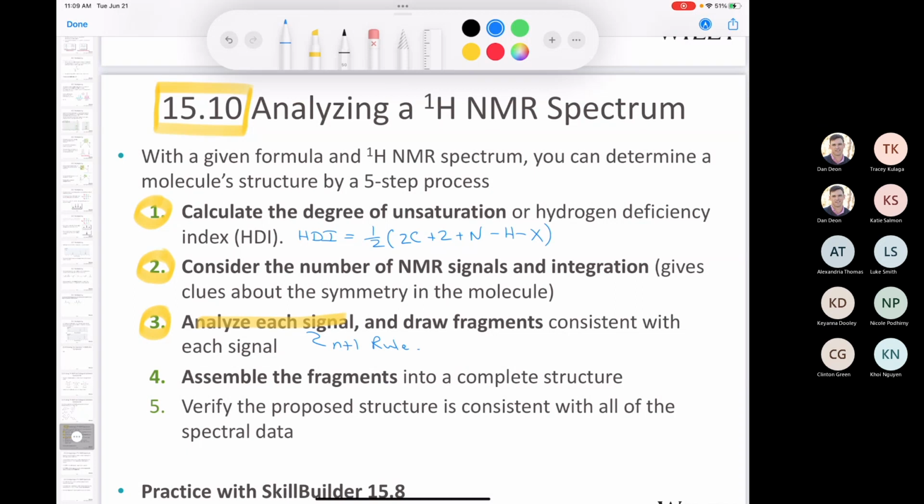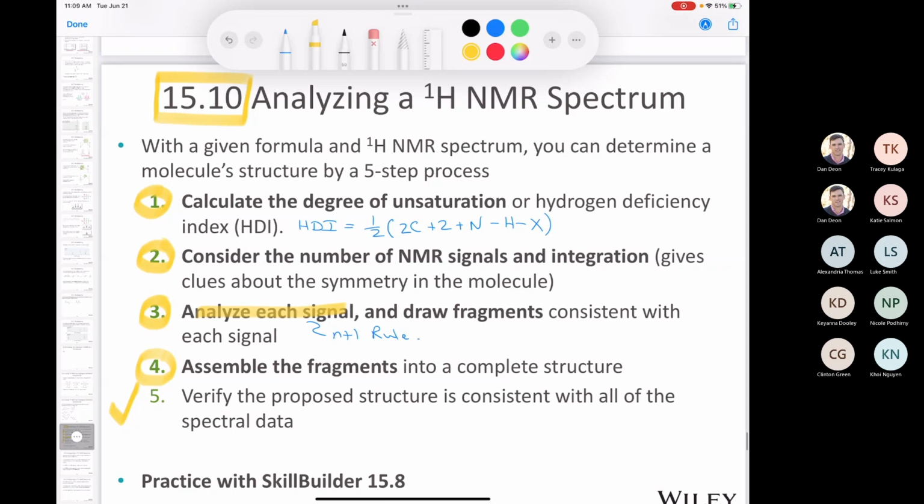Then you take those fragments. You think you have an ethyl, you think you have a methyl or a tert-butyl, and you put them together into some kind of structure. What's nice about solving spectra problems is that at the end, you can verify to see whether your structure is actually consistent with the spectral data. And again, that's the 5-step process that is laid out for us in our textbook, and it works very well when we're trying to elucidate the structure of an organic molecule using proton NMR spectra.